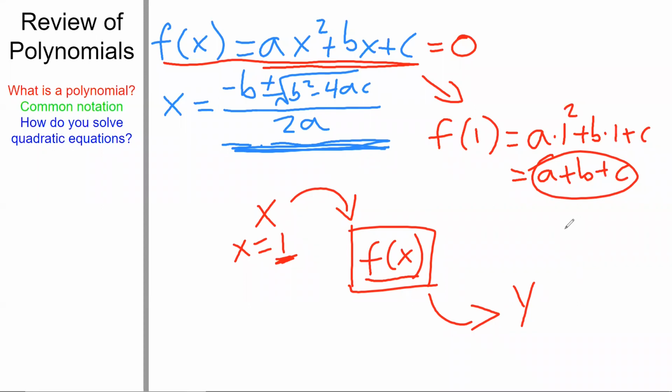So the f here is just notation. You don't need to worry about it. It's just telling you that you're plugging 1 into the function. And that function is ax squared plus bx plus c. So do you understand now?